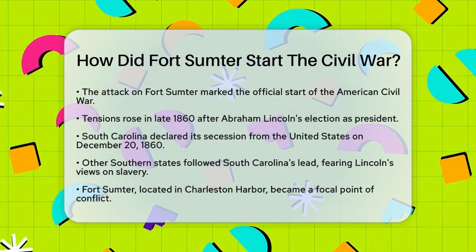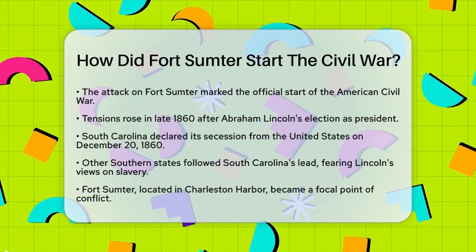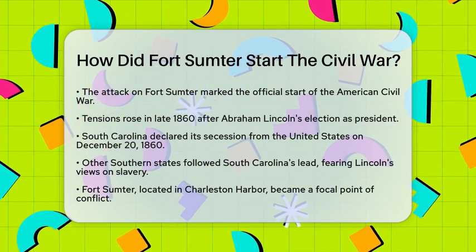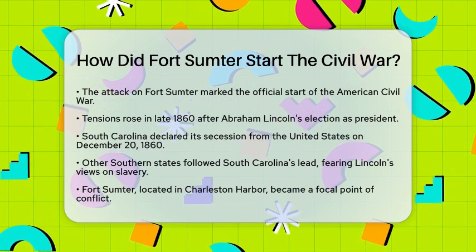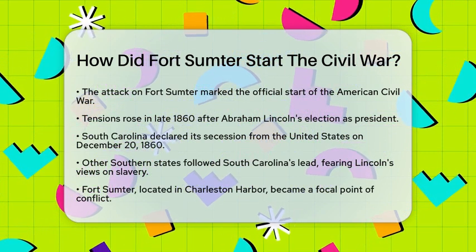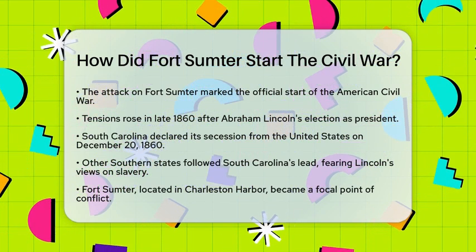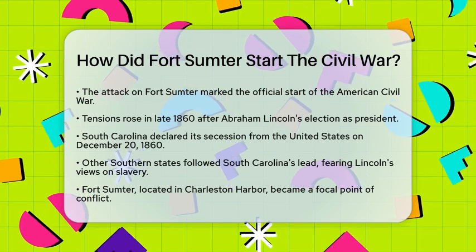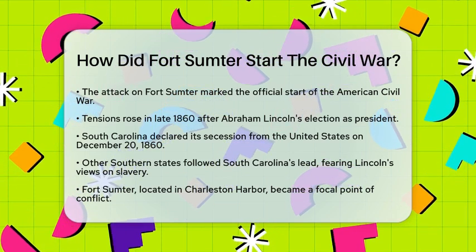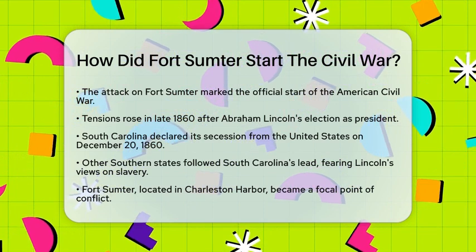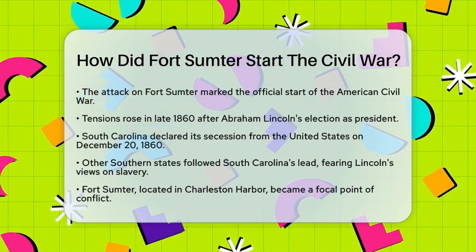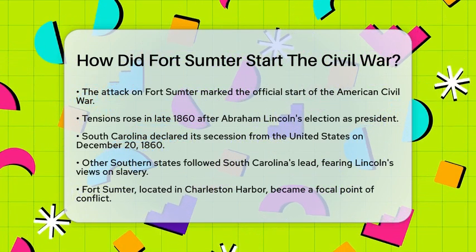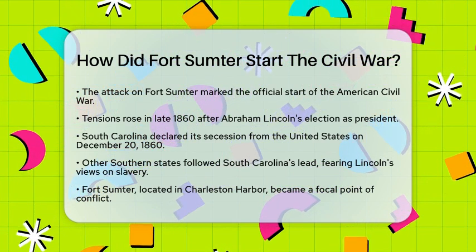In late 1860, the political climate was tense. Abraham Lincoln had just been elected president, and Southern states were not happy about it. South Carolina was the first to act, declaring its secession from the United States on December 20th, 1860. This decision set off a chain reaction, as other Southern states followed suit, feeling threatened by Lincoln's stance on slavery.